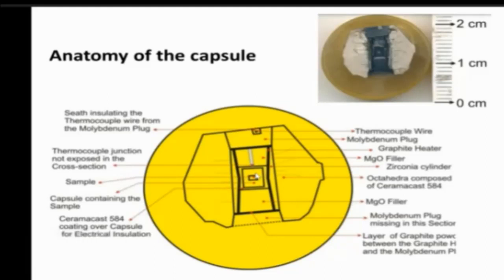Also, to ensure the electrical connection between the anvils and the heater, two molybdenum discs, one at the top, one at the bottom, as you can see here, are placed. And to reduce the electrical resistance, a graphite layer along with the molybdenum is also used. We drill a hole at one end of the molybdenum and insert a plug, so that it gives a place to put the thermocouple and the other connections required for the electrical resistivity measurement that we did in the study.